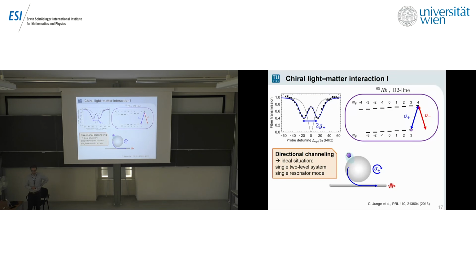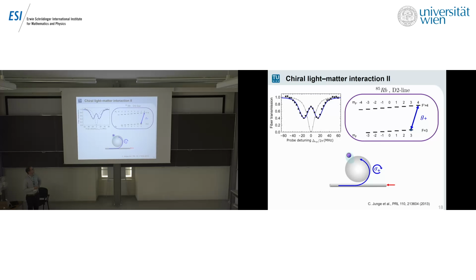And just to mention it, for a usual ring resonator, you would actually expect not a two-dip, but a three-dip spectrum, because you always have part of the light in the mode which does not couple to the atom at this very position, meaning that only half of the light would couple to the atom. But due to this directional channeling, we can actually get all the light coupling to the atom.